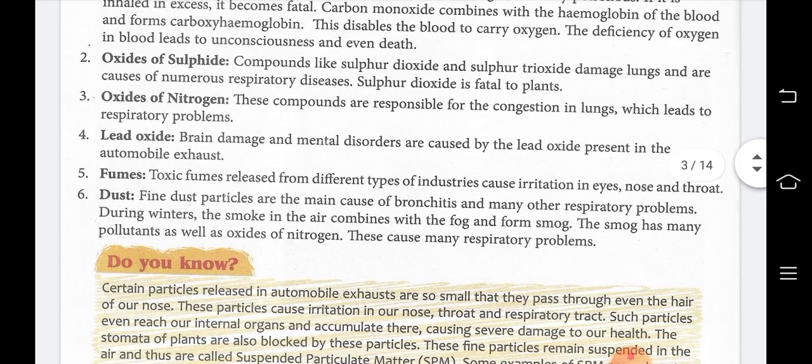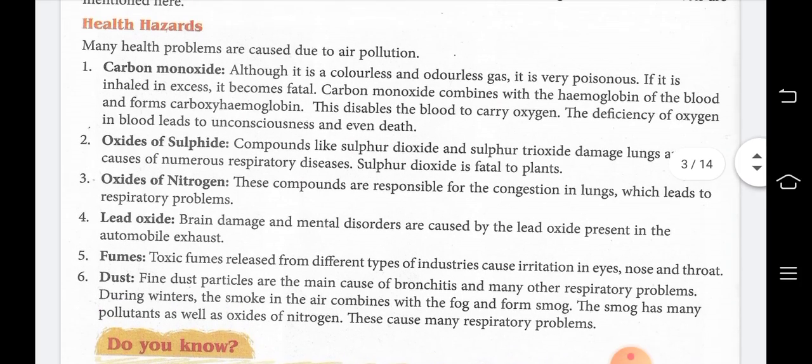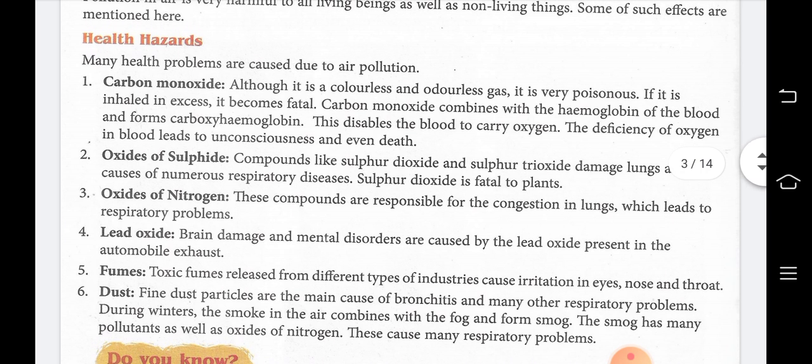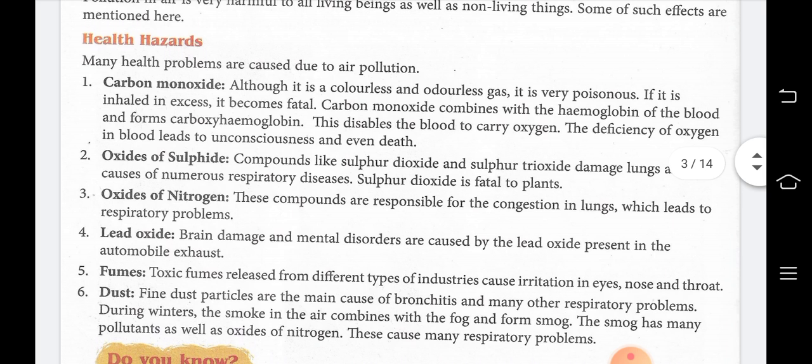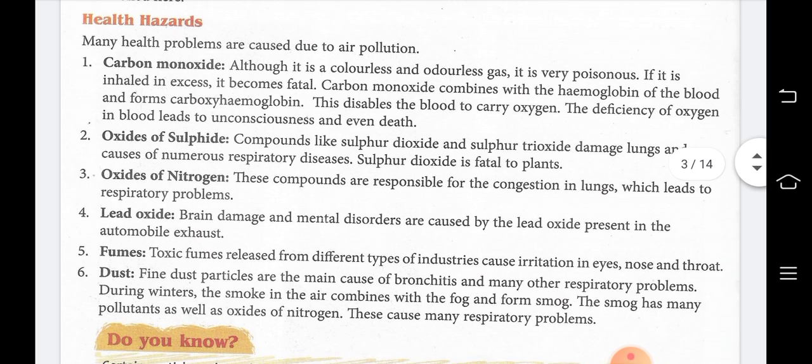Mainly due to air pollution, we are affected by respiratory disease. Asthma and bronchitis are the main effects of these air pollutants. So we have to be very careful for our environment.